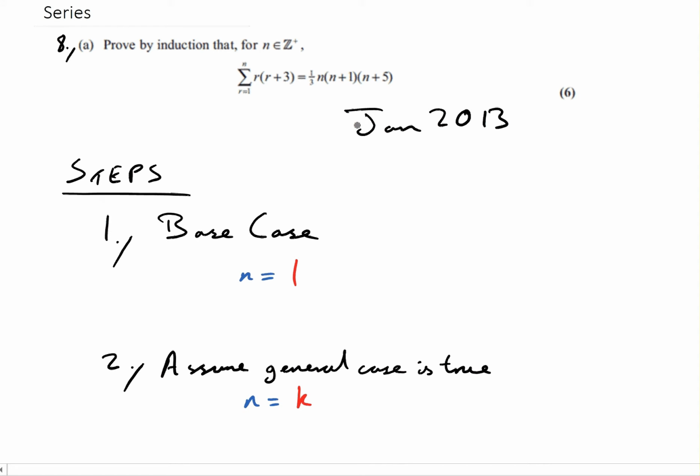So if you can understand what I'm doing here, and obviously I will talk you through it, you should be okay in the exam. Okay, so I'm going to look at question 8A of the January 2013 FP1 Edexcel paper. So let's just remind ourselves of the steps.